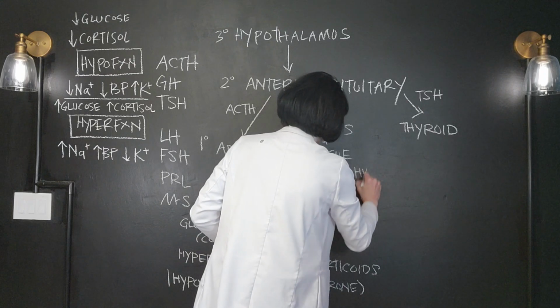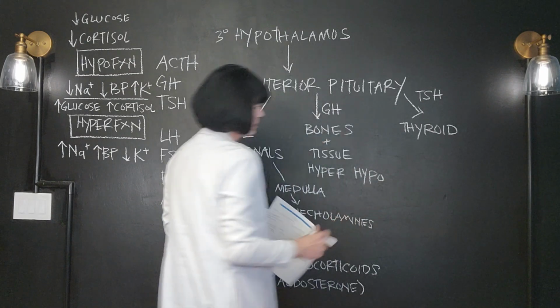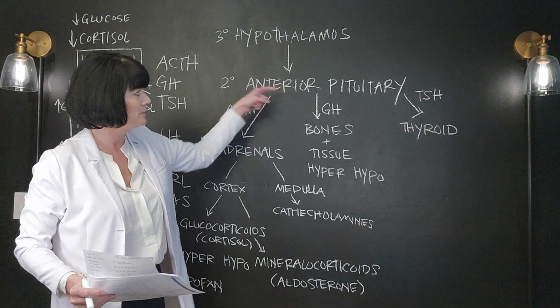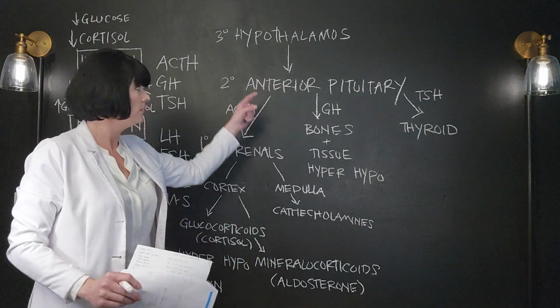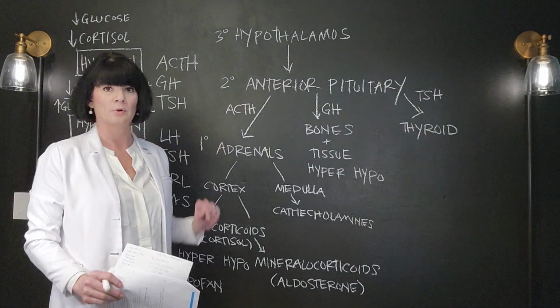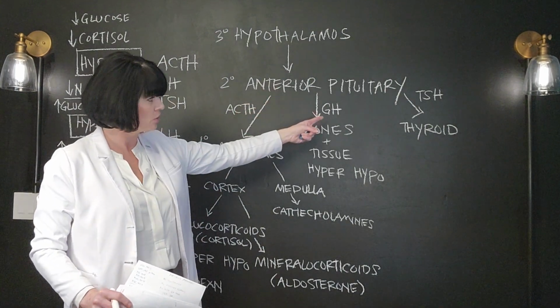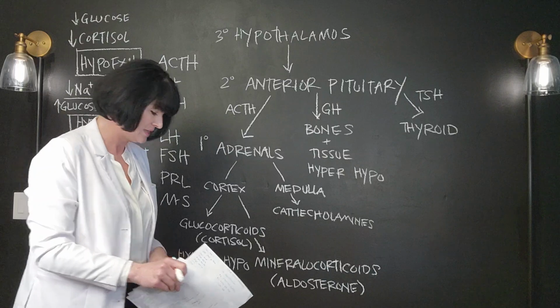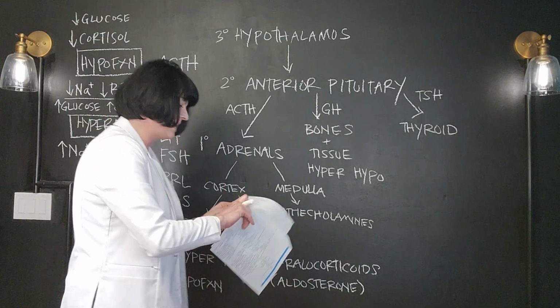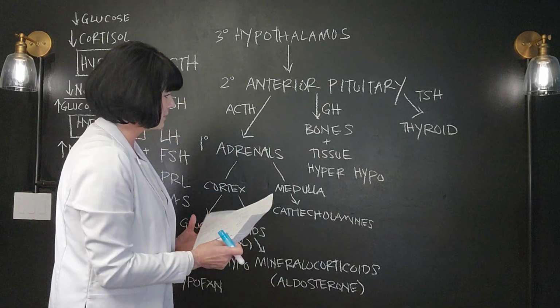And hypo. Okay. So again, if a patient's got some type of anterior pituitary problem, let's start with hyper. If a patient has hyperpituitarism, they're going to have excessive amounts of growth hormone that are going to affect the bones and the tissue. Okay? When that happens, we're going to have hyperfunction.